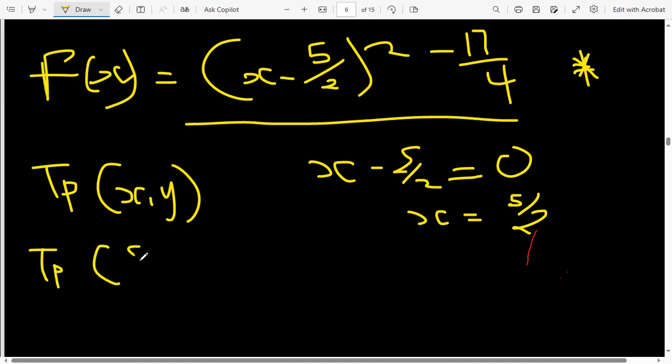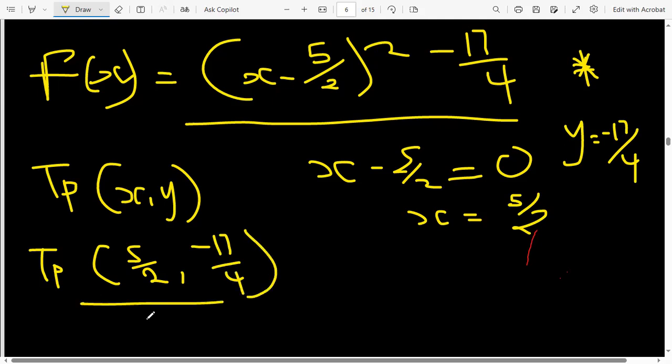So this 5 over 2 here will be our x coordinate of the turning point. Then how do we get the y coordinate? We just get whatever is outside the brackets here, it's our y coordinate. So our y is equal to minus 17 over 4. So this is our turning point, and you get it from the completed the square form.